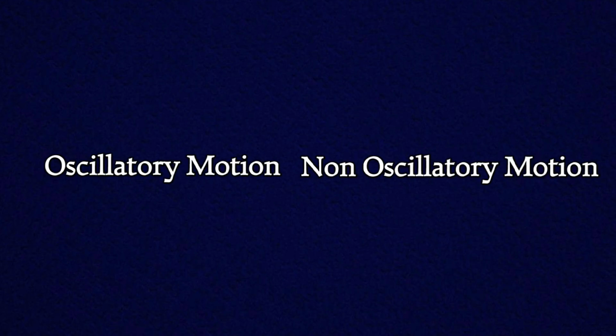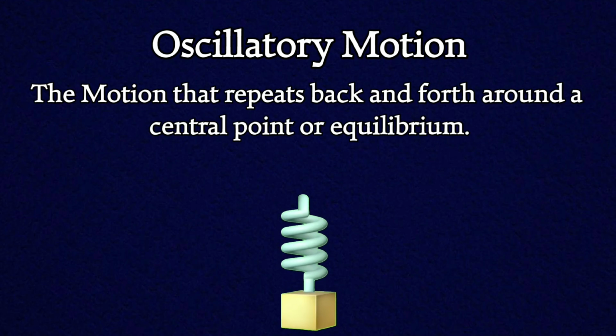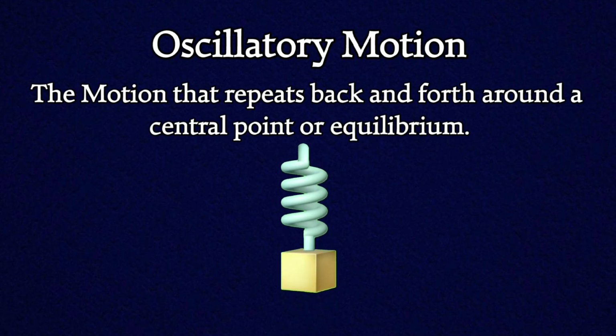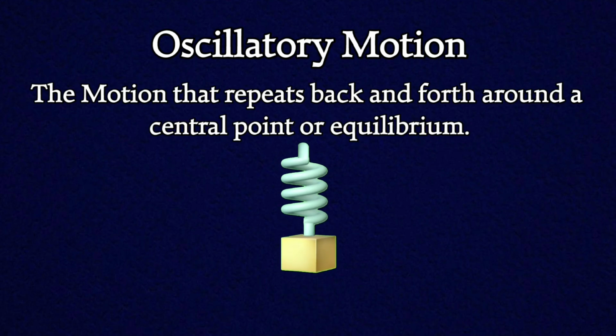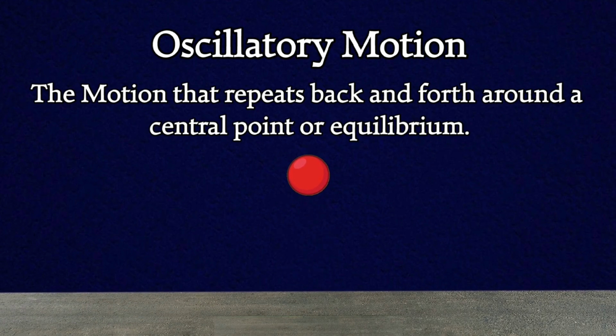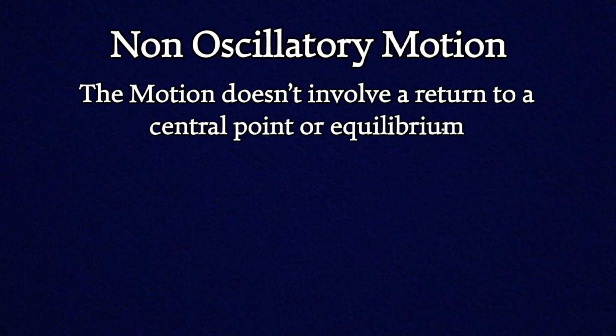Now, let's break it down further into two categories: oscillatory motion and non-oscillatory motion. Oscillatory motion refers to motion that repeats back and forth around a central point or equilibrium. A great example is a spring mass system. When you pull a mass attached to a spring and release it, it moves back and forth. Similarly, a ball bouncing up and down also exhibits oscillatory motion, where it goes up, comes down, and then bounces again. Conversely, non-oscillatory motion is motion that doesn't involve a return to a central point or equilibrium.